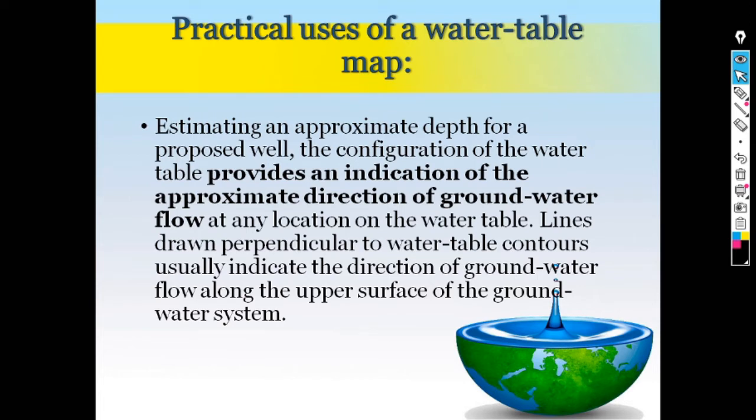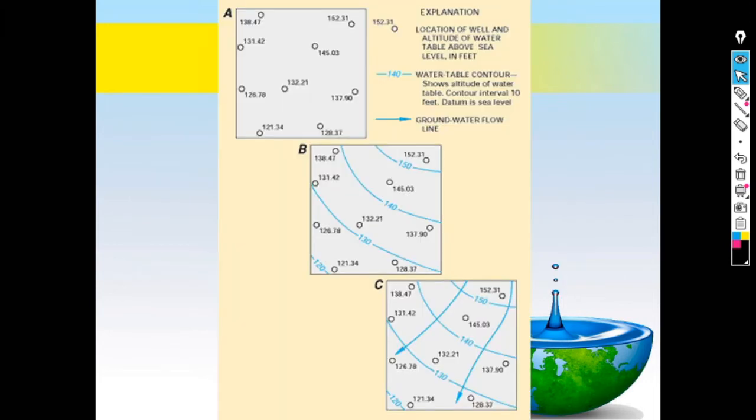Practical use of a water table map: estimating an approximate depth of a proposed well. The configuration of the water table provides an indication of the approximate direction of groundwater flow at any location on the water table. Lines drawn perpendicular to water table contours usually indicate the direction of groundwater flow along the upper side of the groundwater system. Now, these are some examples which show what a water table map actually is.